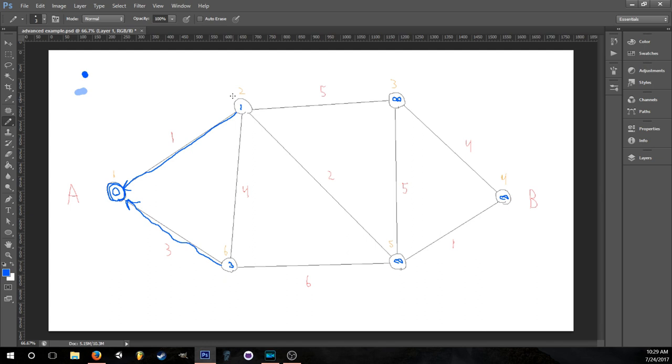Node 2 with 1 is the smallest, because among 1, 3, infinity, infinity, 1 is the smallest number. We make this permanent. And then we evaluate. 1 plus 2 is equal to 3, which is smaller than infinity. So we make this 3, and we state that this is its parent. 1 plus 5 equals 6, which is smaller than infinity, which makes this 6. 1 plus 4 is equal to 5, which is not smaller than 3, so we don't do anything to that guy.